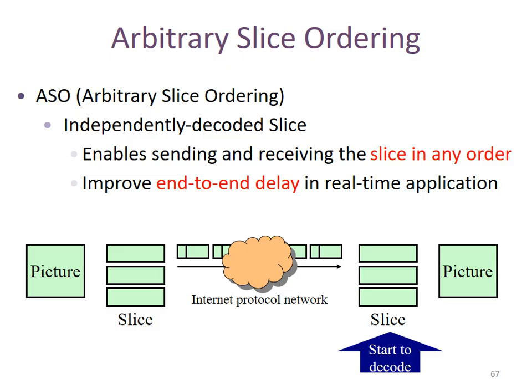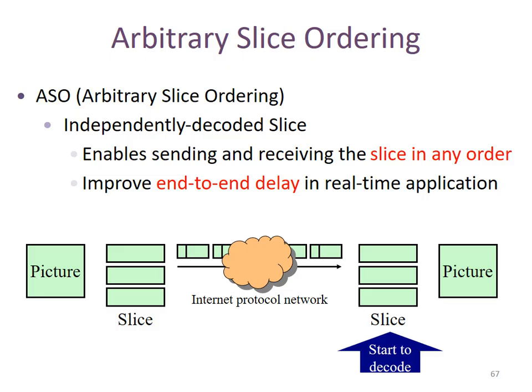Alright, next mechanism is called arbitrary slice ordering. Because we have mentioned the slice is the minimal self-decodable unit, when we transmit the data, we need to use the minimal unit of slice. You cannot transmit a macroblock as a unit. So what is arbitrary slice ordering?